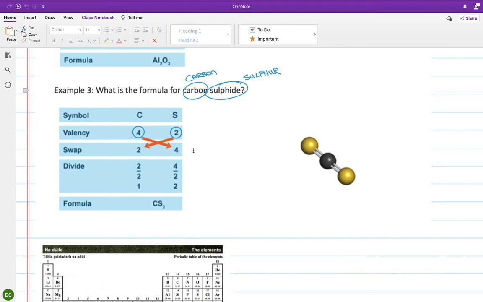Swap them over. Now here, look, here we can divide. So both of those numbers will divide by 2. When you divide 2 by 2, you get 1, and when you divide 4 by 2, you get 2. So now we know it is 1 carbon and 2 sulfurs. So you end up with the formula CS2.